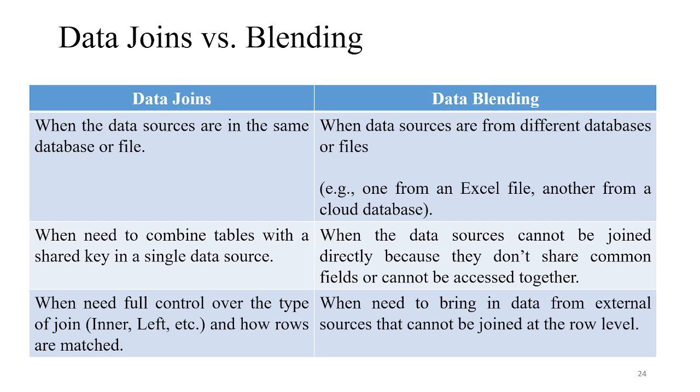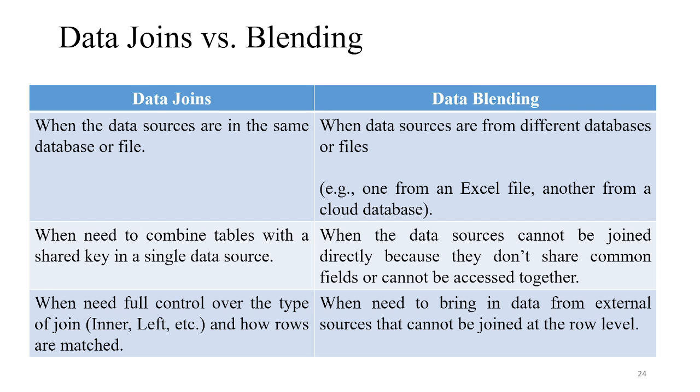Suppose we have taken an Excel file, a spreadsheet, or a PDF. We can also use a cloud database, for example Google Cloud. So when do we need to combine tables with a shared key in a single data source? When the data sources cannot be joined directly because they do not share common fields or cannot be accessed together.